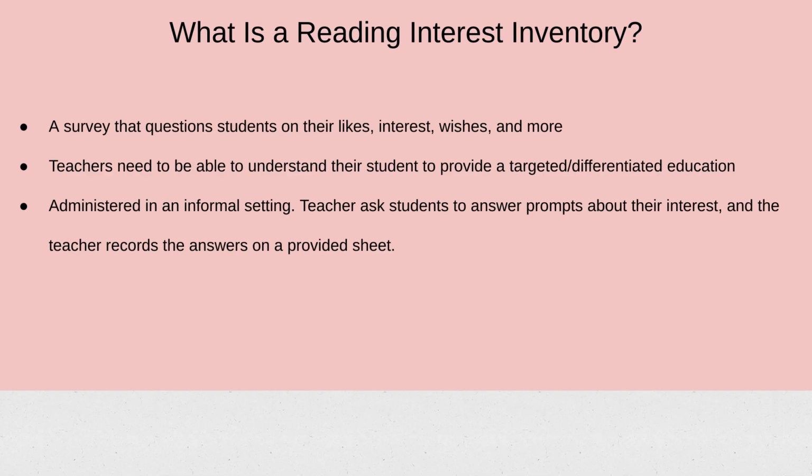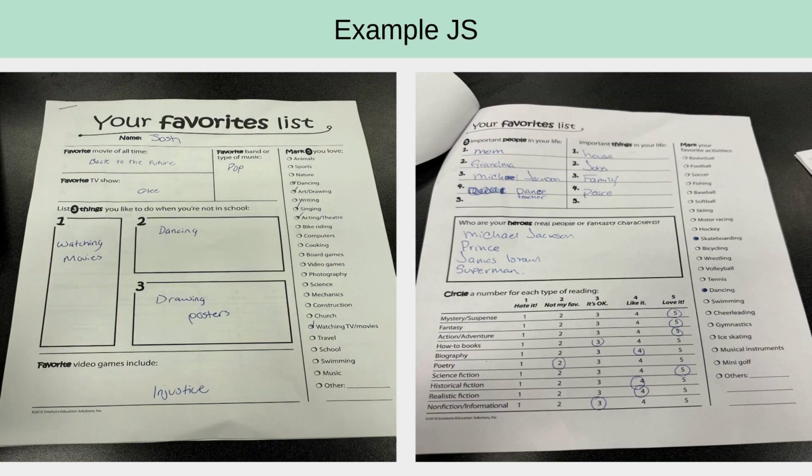And when you involve their interest in the classroom, they're more likely to listen to what you're saying, understand what you're saying, and enjoy what you're saying. This test is normally administered in an informal setting where the teacher asks students to answer prompts about their interest, and the teacher just records their answers on a provided sheet.